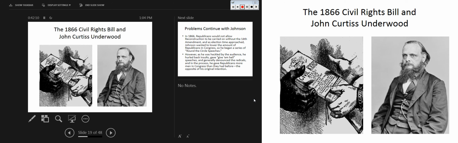So on the left here, we've got the Civil Rights Bill cartoon. It's got the hand, who Columbia is? Shows the hand there. Anybody know who Columbia is? Columbia. She's Lady Liberty. That's another name for Lady Liberty. And then this fellow on the right here is John Curtis Underwood. John Curtis Underwood, he is a native of New York.